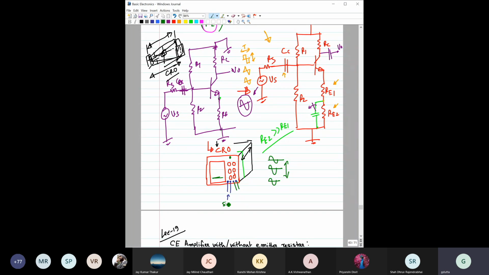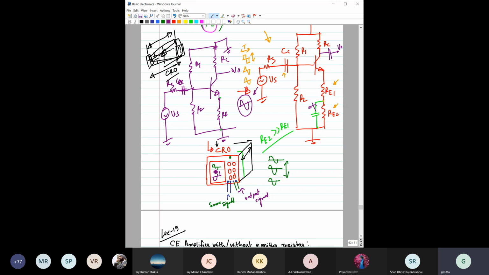Suppose here we are feeding the source signal. What do we do in our laboratory? We see the source signal, say it is like this. Then here we connect the output signal, and there we will see the output signal. The output is amplified if both of them are on the same amplitude scale, right? So this is the amplified one.